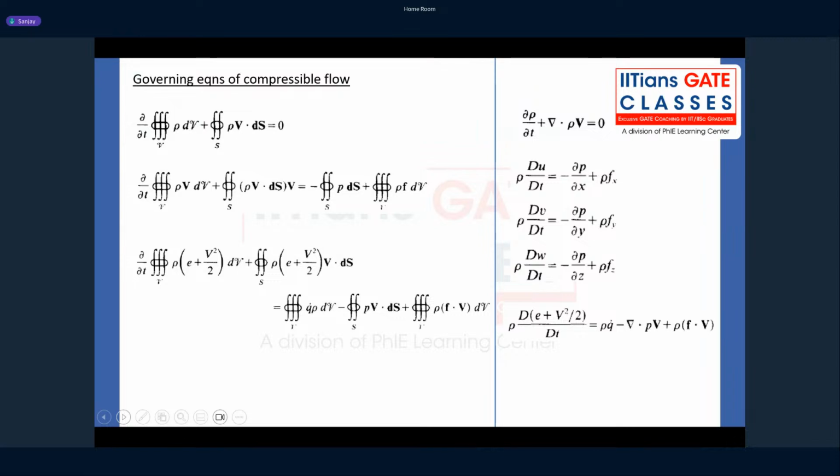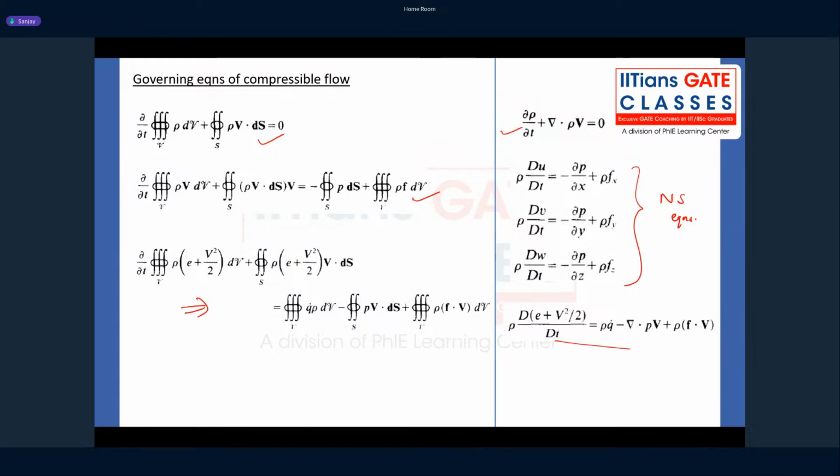These are the governing equations for a general compressible flow, right? You know what the governing equations are? We have three important governing equations: the continuity equation, the momentum equation, and the energy equation, right? The first one is the continuity equation, which talks about mass conservation. On the left hand side you see the integral forms, and on the right hand side you see the differential form of the same equation, right? So we have mass conservation, and we have momentum conservation, or we can say these are the Navier-Stokes equations, right? And here you have the energy equation, right?